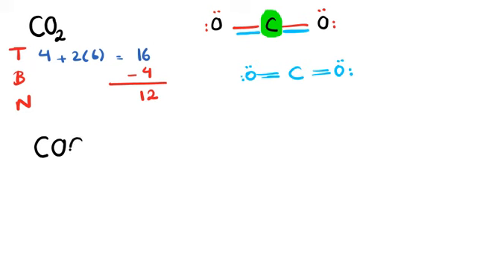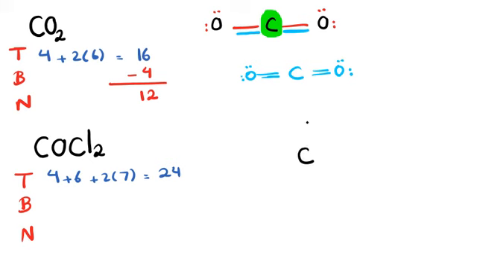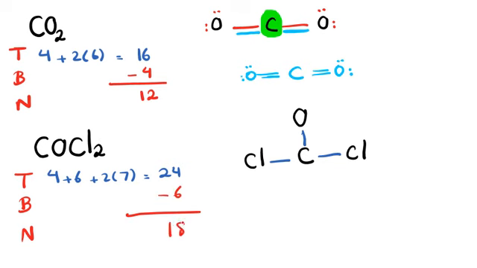I'm going to work on COCl2, TBN. So 4, 6, 2 times 7, it gives us 24. Carbon is going to be central, then oxygen, and we have two chlorine atoms here. Then make a bond between the central atom and each terminal: 2, 4, 6. I say minus 6. So we are going to have 18.